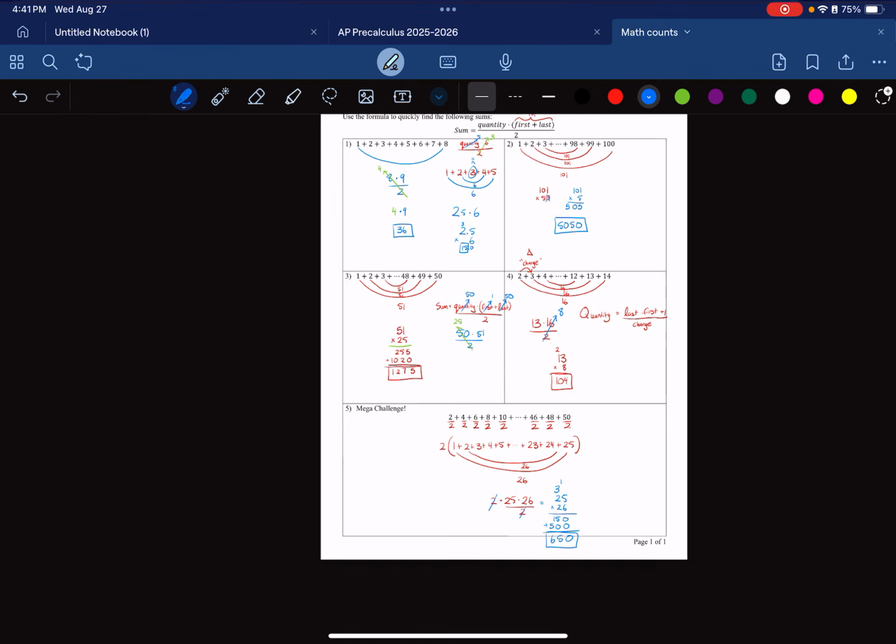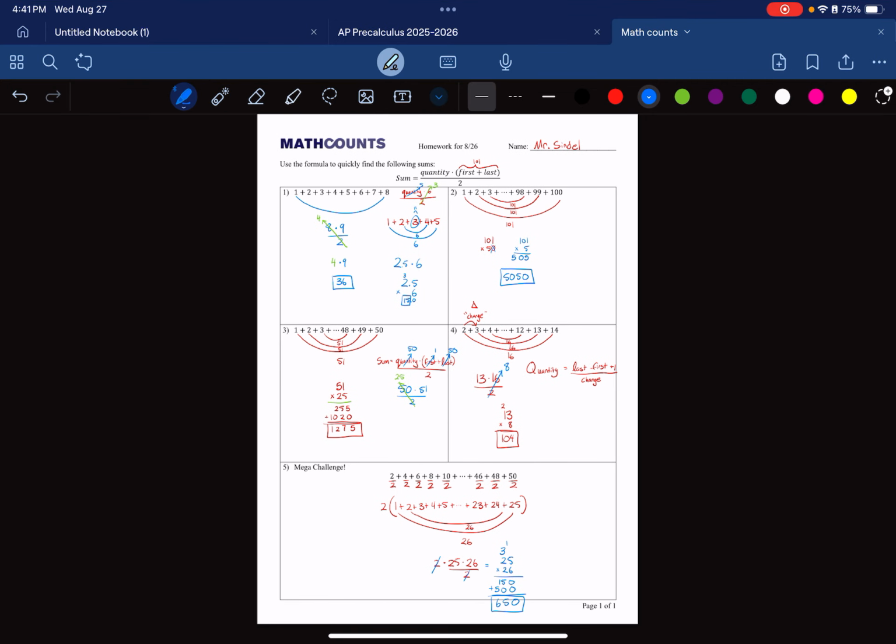I might have made mistakes. I made these problems up on the fly, but that's how I solved each of these problems. There is another way to solve this problem using this quantity number and still using the formula.